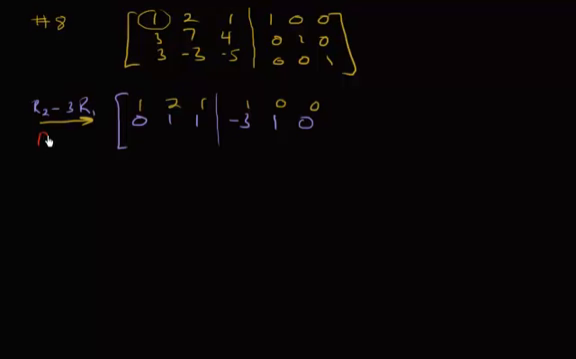And then we'll do our operation with row 3. That's going to be row 3 minus 3 times row 1. So it'll give me 0. This will give me 3 minus 3 times 2, which is 3 minus 6.